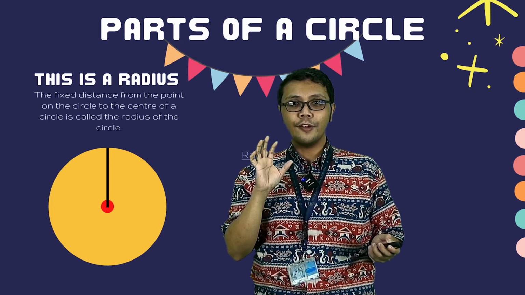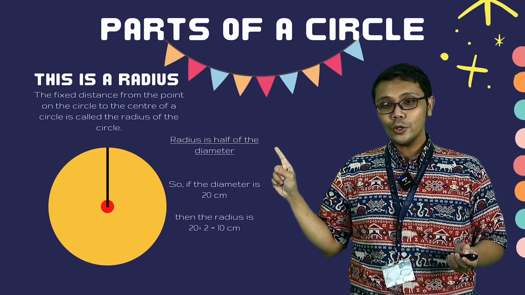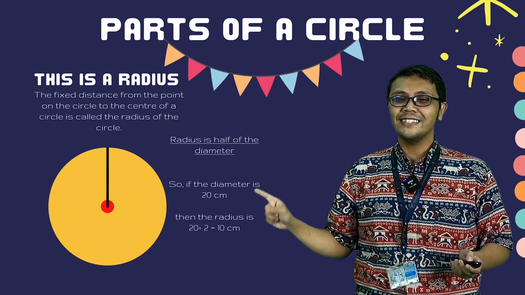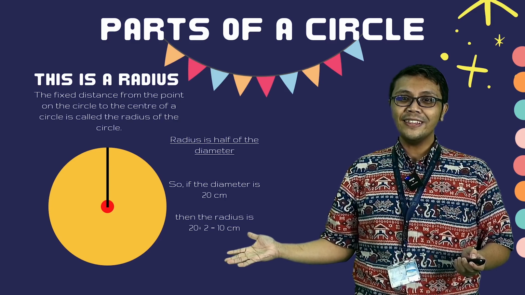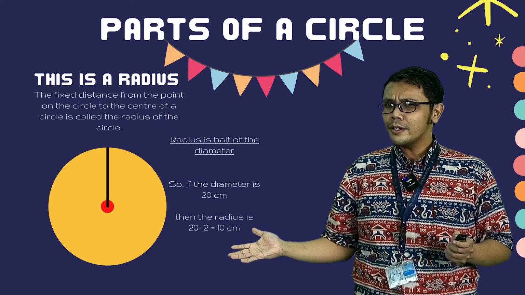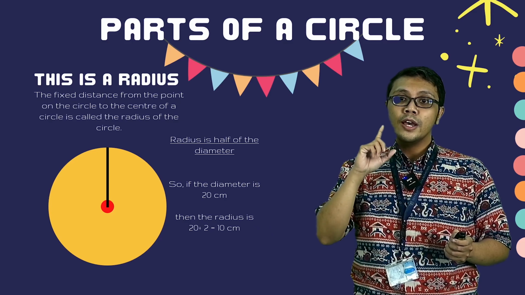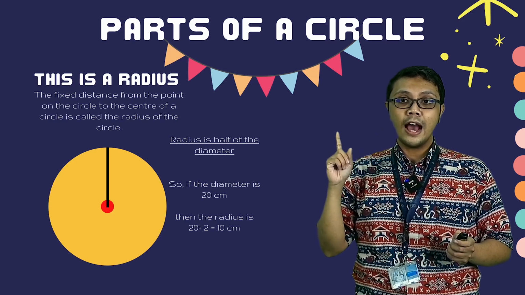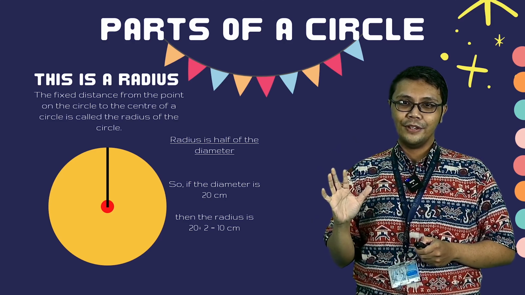And the fact about radius that is very important for you to know is that radius is actually half of the diameter. So, if the diameter is 20 centimeter, you can know what the radius is. Radius is half of the diameter. 20 divided by 2, which is 10 centimeter. Can you tell me what is the radius of a circle with the diameter of 10 centimeter? What is it? Yeah, that's correct. 5 centimeter. Why? Because radius is half of the diameter. If the diameter is 10, means the radius has to be half of it. 10 divided by 2, which is 5 centimeter. Alright, good job.